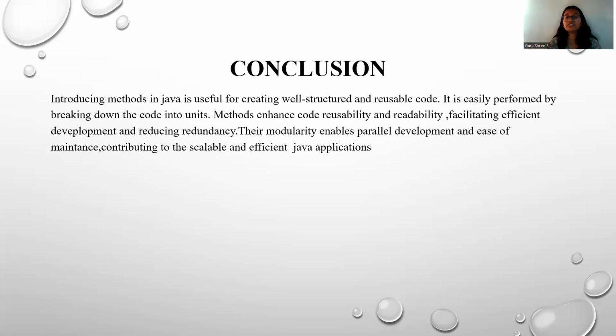So in conclusion of this topic, I discussed how to call a function, how to name a method, how they're invoked, and how they're used. Mainly methods are used for code reusability and, at the same time, for scalability. Introducing methods in Java is useful for creating well-structured and reusable code. It can be easily followed by breaking down the code into units. Methods particularly enhance code reusability and readability, facilitating efficient development and reducing redundancy. Their modularity enables parallel development and ease of maintenance, contributing to scalable and efficient Java applications.